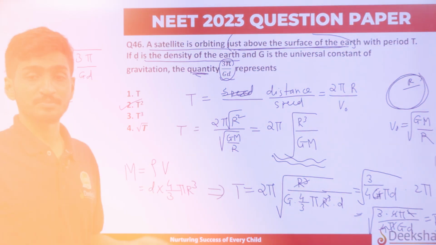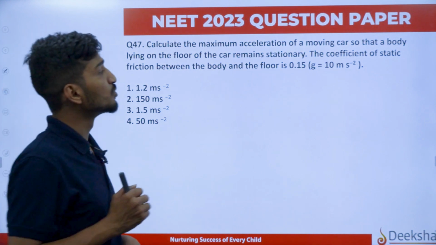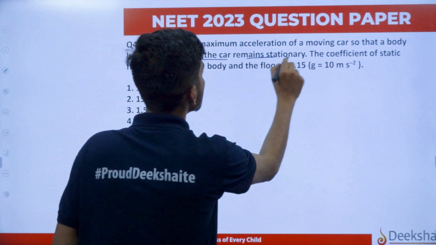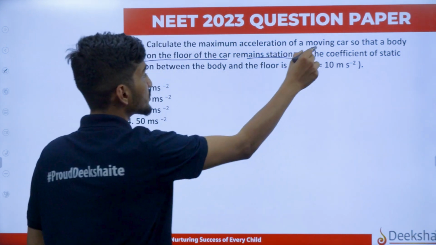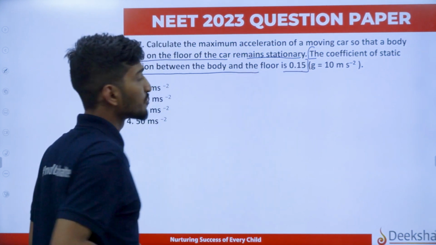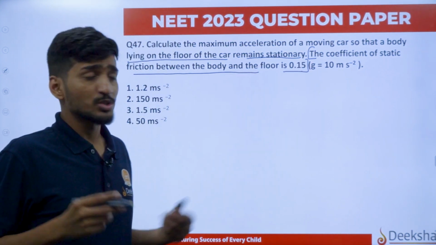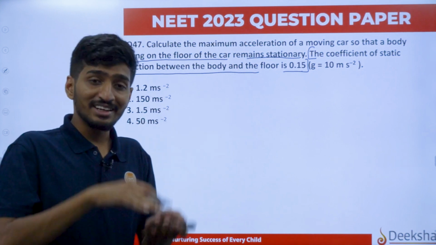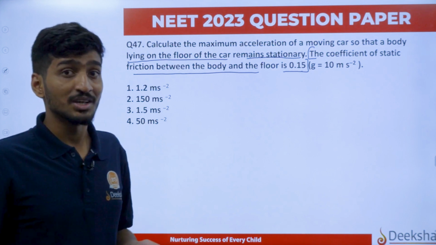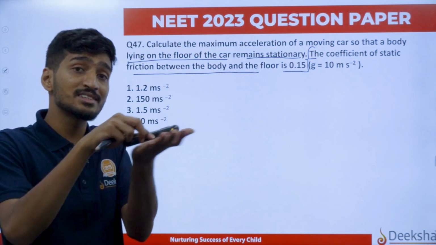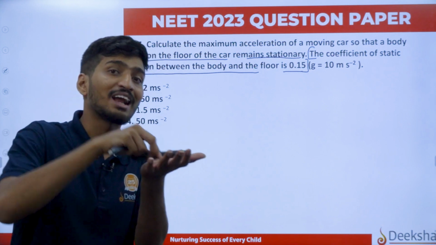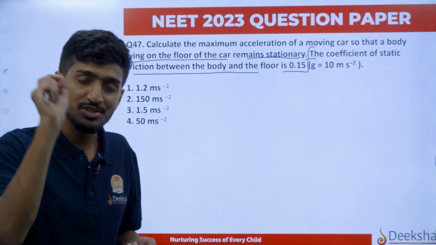Alright, moving on. Calculate the maximum acceleration of a moving car so that a body lying on the floor of the car remains stationary. The surface of the car, of course, has a coefficient of friction of 0.15. Why did I say of course? Because otherwise, if you move a car, anything that is inside the car will just slide off if there was no friction. So you understand that as long as there is no relative motion between the surface of the car and the object on it, there has to be friction on it.